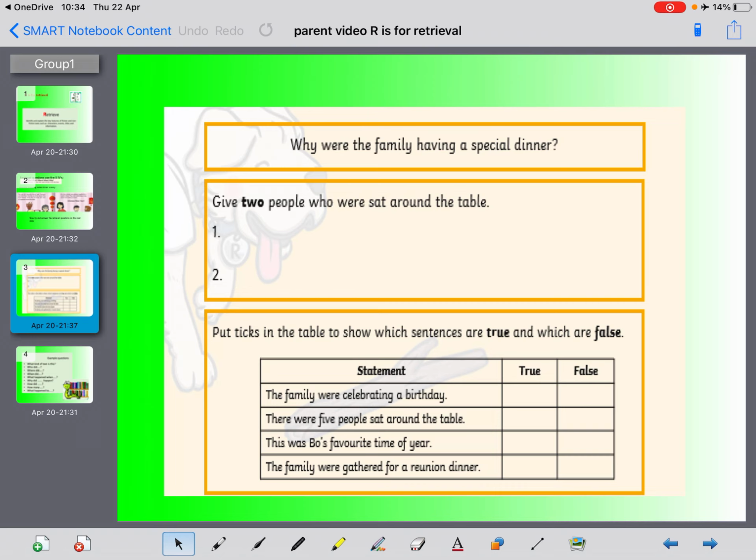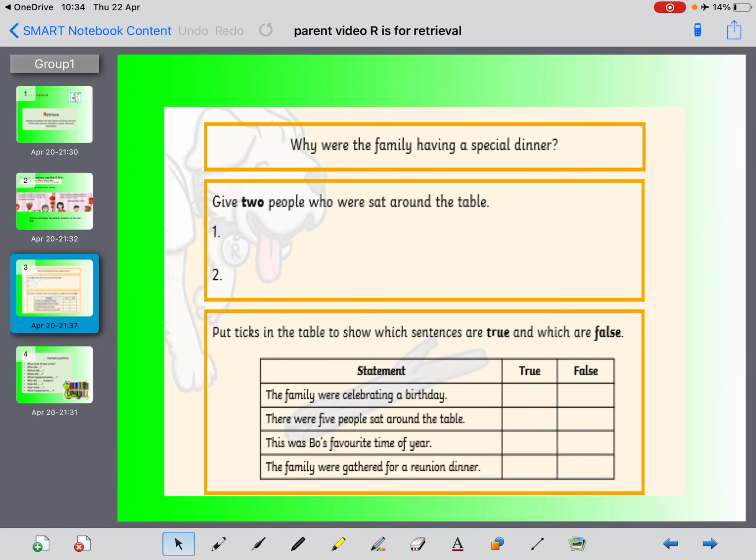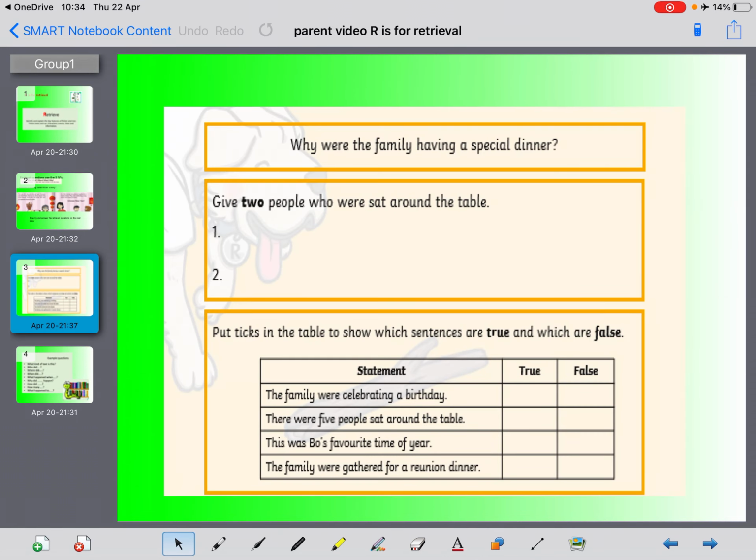This was Bo's favourite time of year. Again, they go back to the text. Where does it say that? Oh, the first line. This was Bo's favourite time of year. They can go back and tick the correct box for true. The family were gathered for a reunion dinner. If we're not sure, get your child to go back and look. And yes, it says they were gathered together for a reunion dinner. So we tick true.